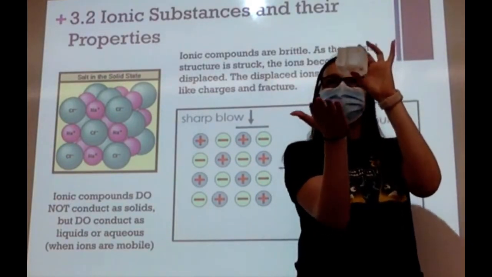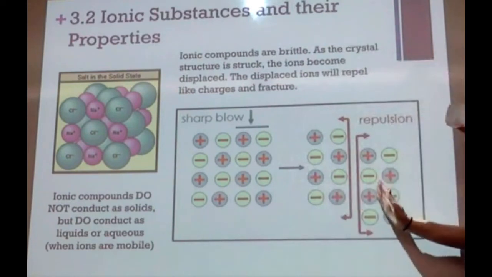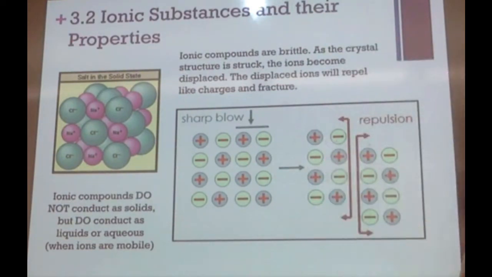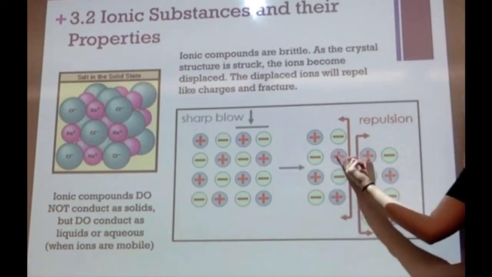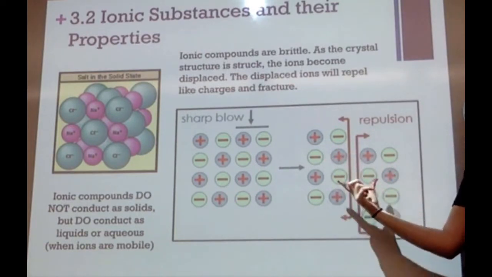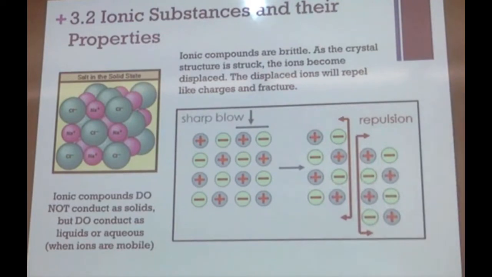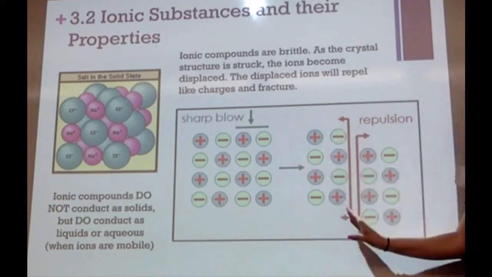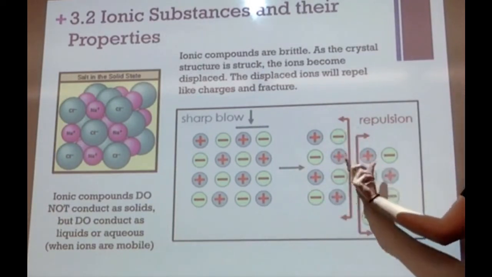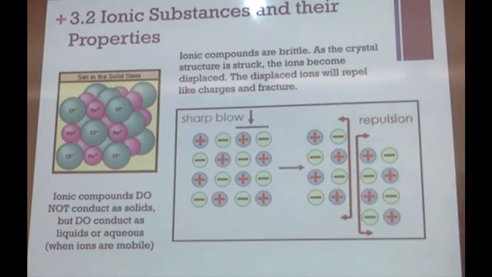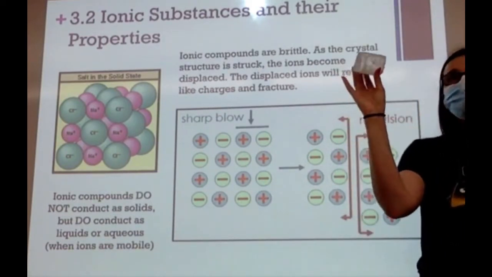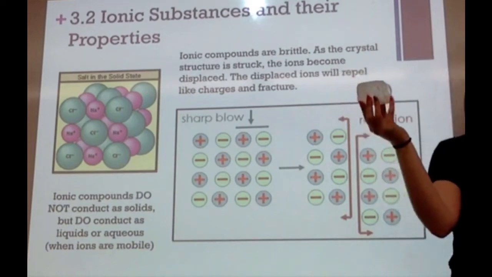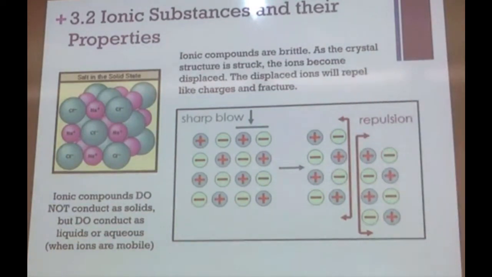When this hits the floor, it actually moves some of the ions in the crystal. And when it moves the ions, notice how now we have positives next to positives and negatives next to negatives. Well, like charges repel. So when the crystal lattice gets moved and the ions get shifted, they're going to repel, and that causes this ionic solid to break. So that's why ionic substances are brittle.